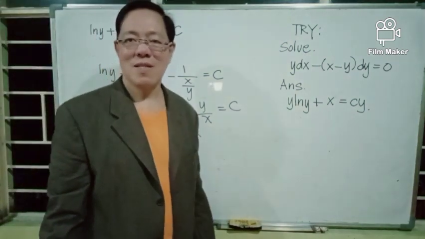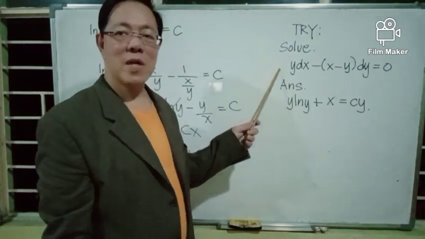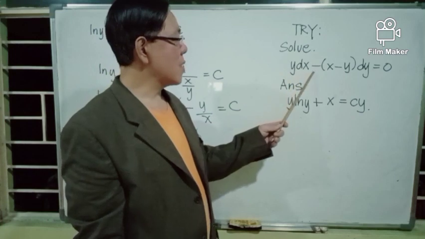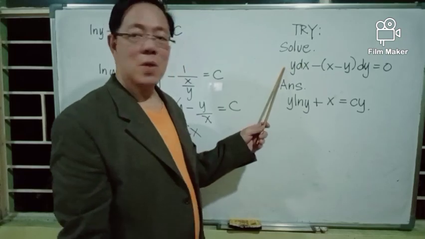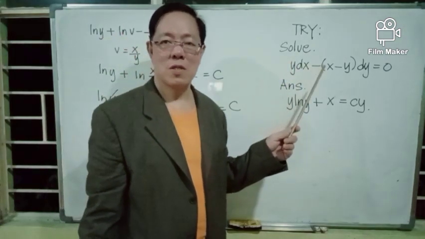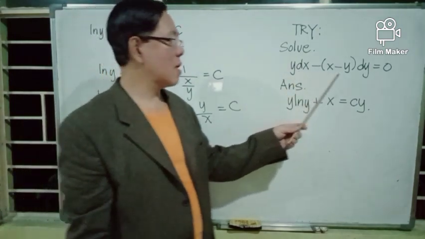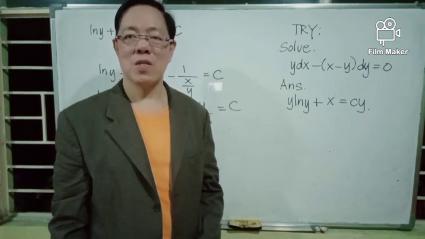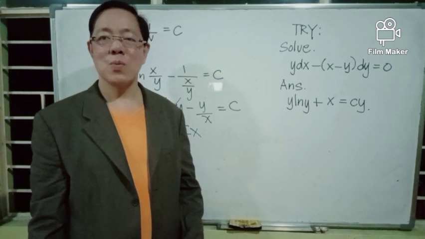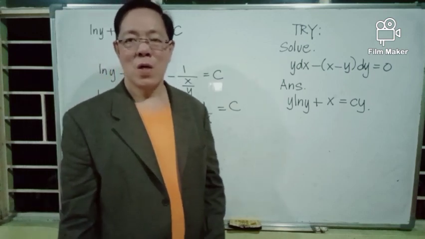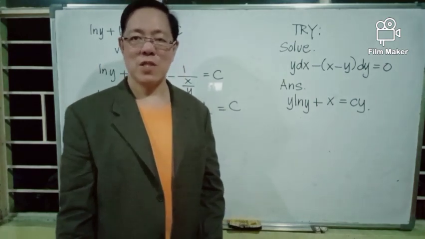Now for your practice, please try the following problem. Solve the given differential equation y dx minus x minus y dy equals 0. You try first to solve this by separation of variables. And if you cannot, you check if the coefficients of dx and dy are homogeneous functions of the same degree. If they are homogeneous functions of the same degree, then you proceed with the method for solution for differential equation with homogeneous coefficients.